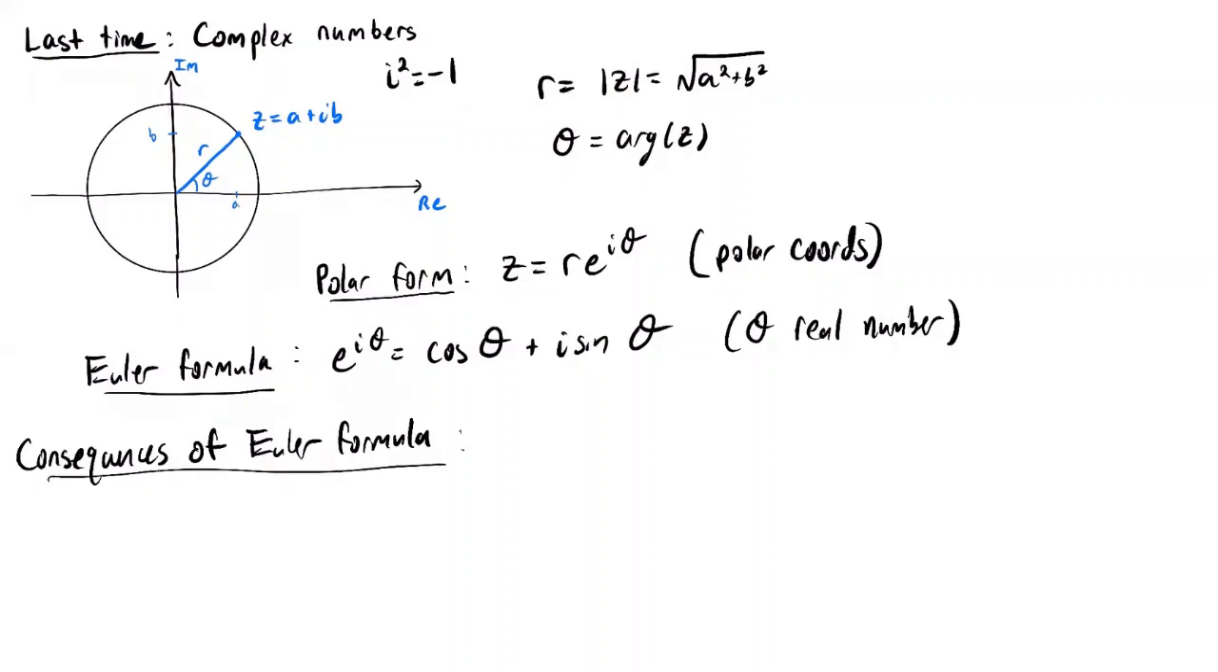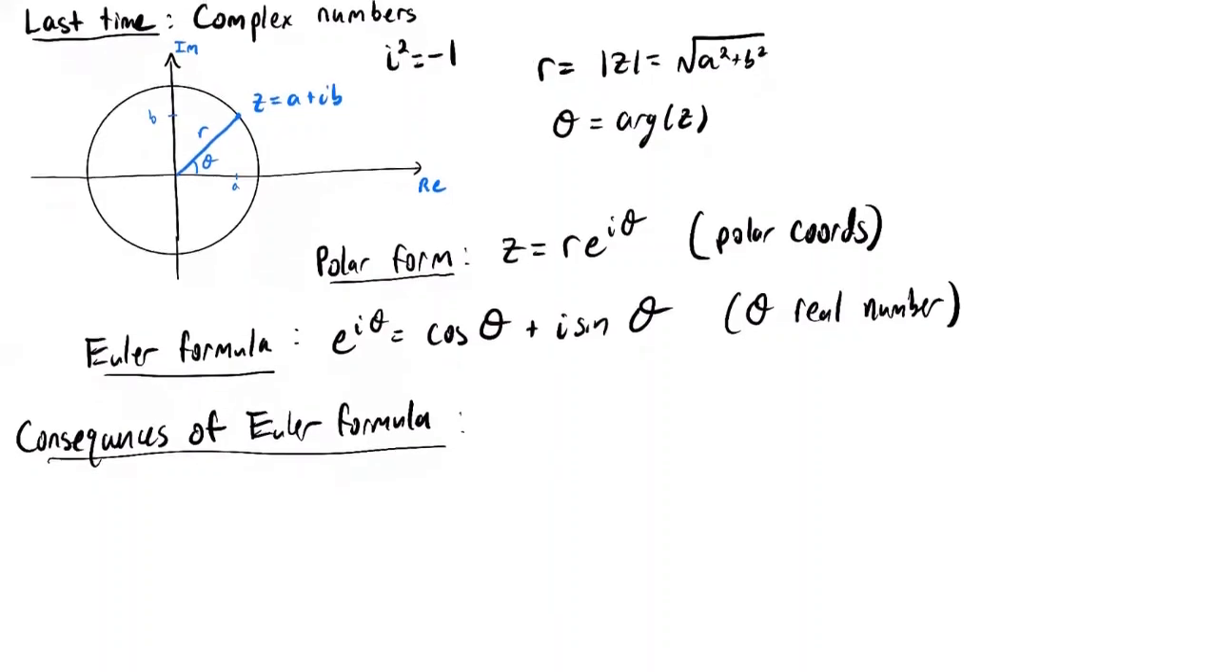Great. The first thing I want to talk about makes the connection with trig functions a little more explicit. These are sometimes called the de Moivre formulas. He's a French mathematician. I'm not very good at pronouncing French words. These formulas are the following.